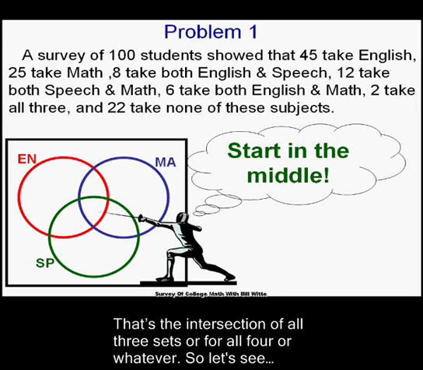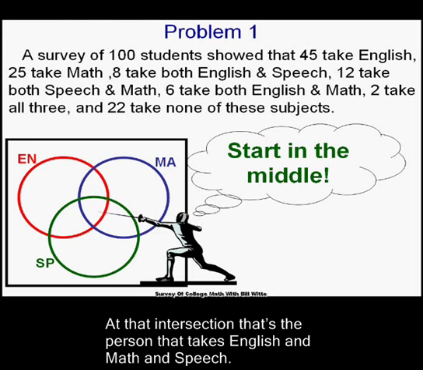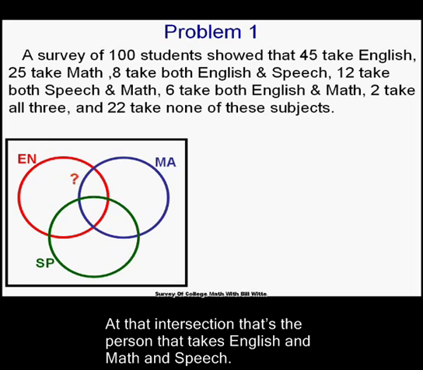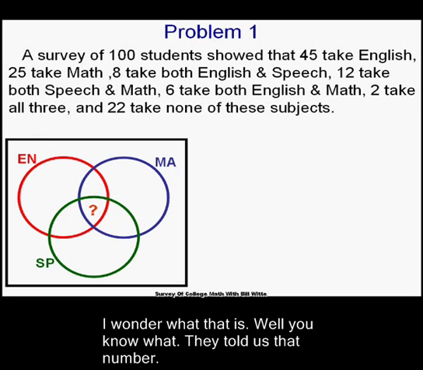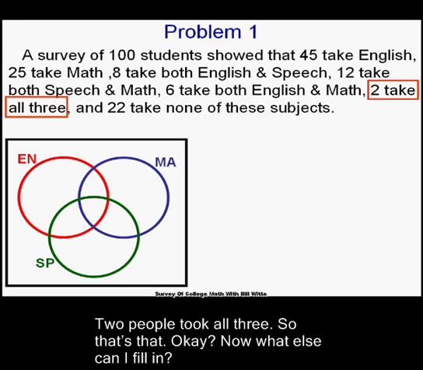So let's see. That's the intersection. That's the person that takes English and math and speech. Wonder what that is. Well, you know what? They told us that. The number, we're looking for numbers now. 2 people took all 3. So that's that. Okay, now what else can I fill in?